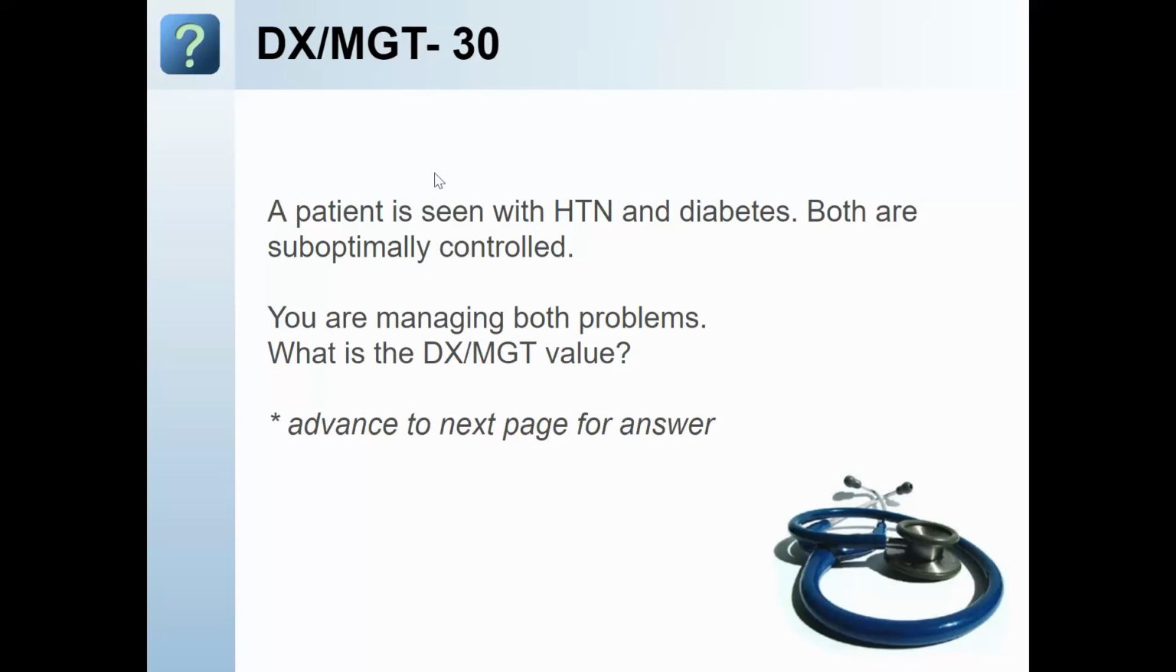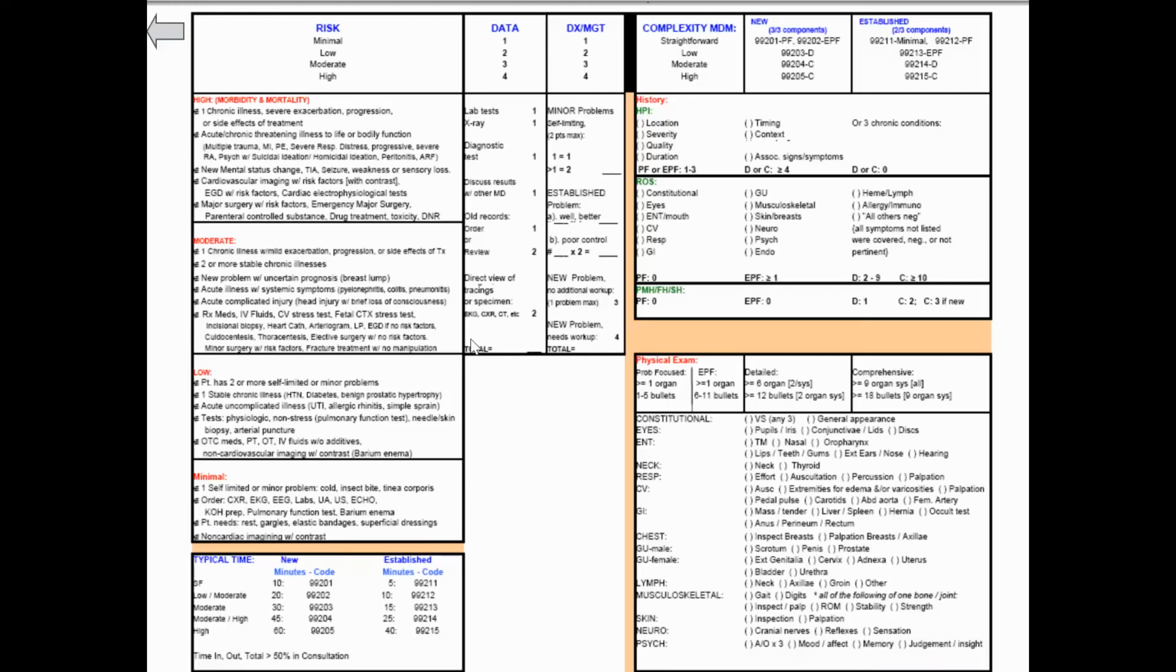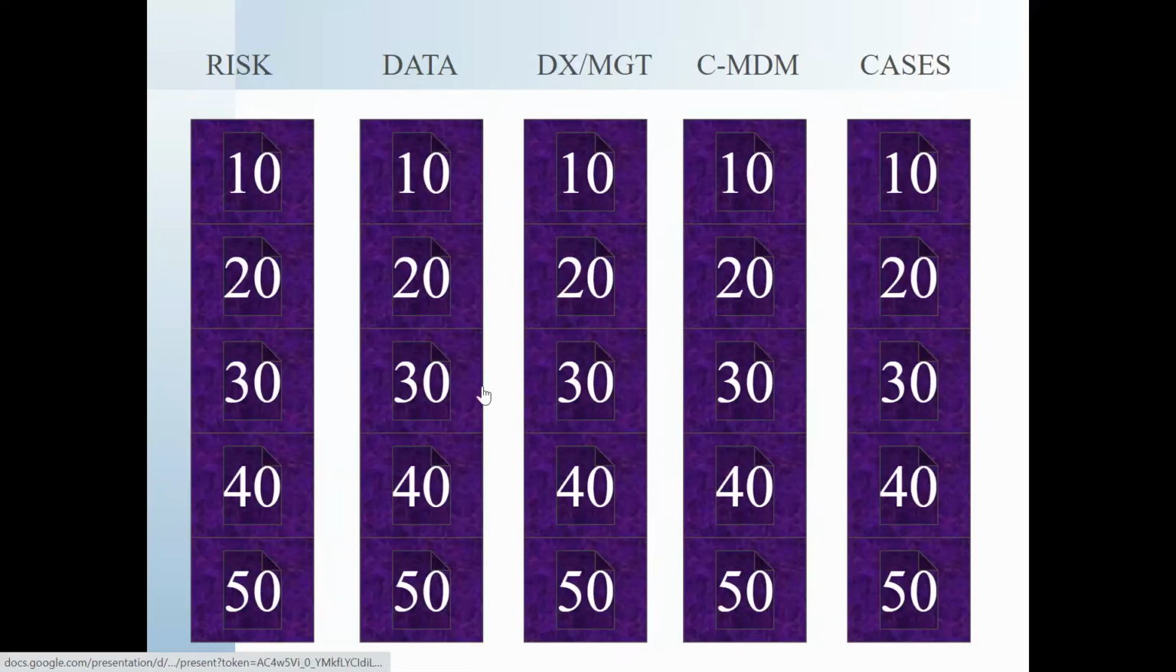Let's look at diagnostic management for 30. A patient comes in and is seen with hypertension and diabetes, and both of these are suboptimally controlled. You're managing both problems. What is the diagnostic management value for you? Let's look at our worksheet again. And we've got 2 problems. Both are poorly controlled, so 2 times 2 is 4. So we get 4 total points for these 2 problems being so poorly controlled.